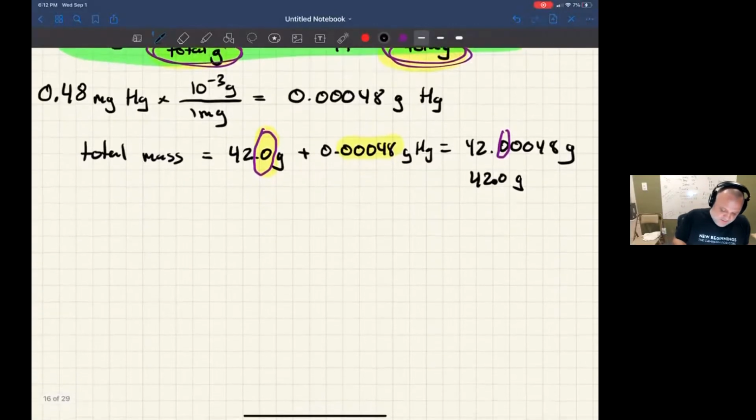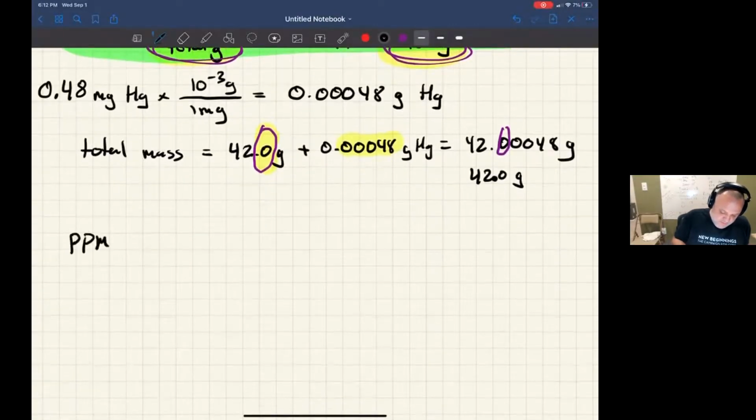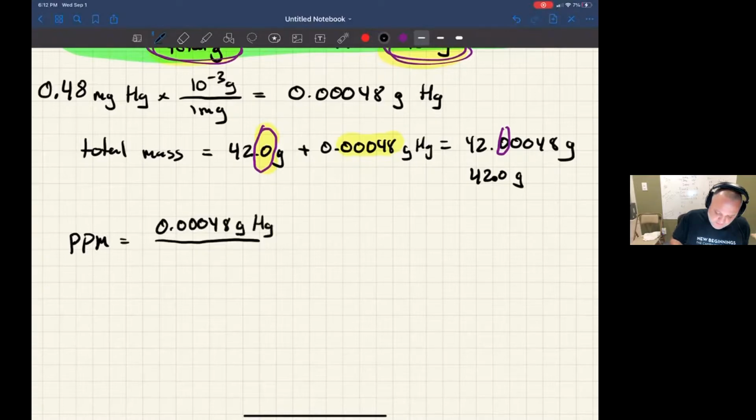So in order to calculate parts per million, I'm just going to use that 42 grams. 0.00048 grams of mercury divided by 42.0 grams of the solution or the sample in this case, times a million, and I get 11 parts per million.